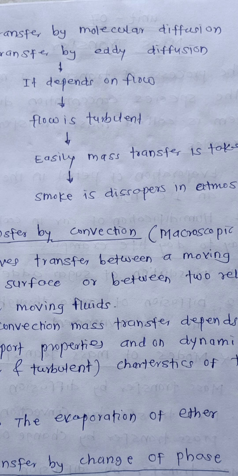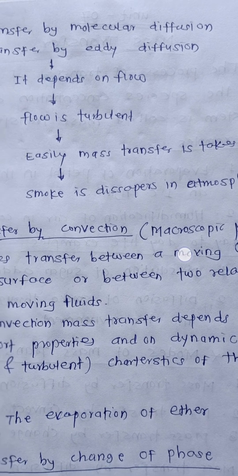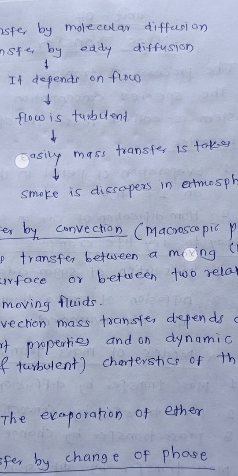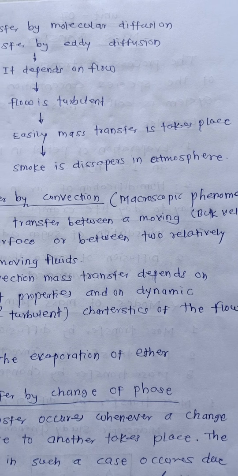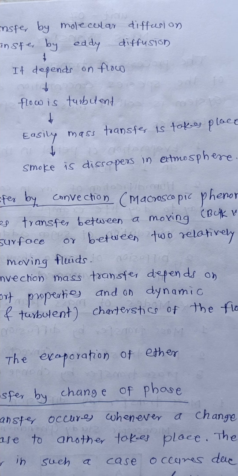So eddy diffusion depends on the flow. If the flow is turbulent, it means mass transfer takes place easily. What is an example related to that? Smoke disappears in the atmosphere. Smoke has turbulent flow, so mass transfer takes place easily and the smoke disappears in the atmosphere. In the atmosphere there is air, and the smoke disappears into it, so mass transfer takes place. Here we consider eddy diffusion, which means we consider the flow, and because of that flow, mass transfer takes place. So the first mode of mass transfer is diffusion, and because of diffusion, mass transfer takes place from the high concentration region to the low concentration region.